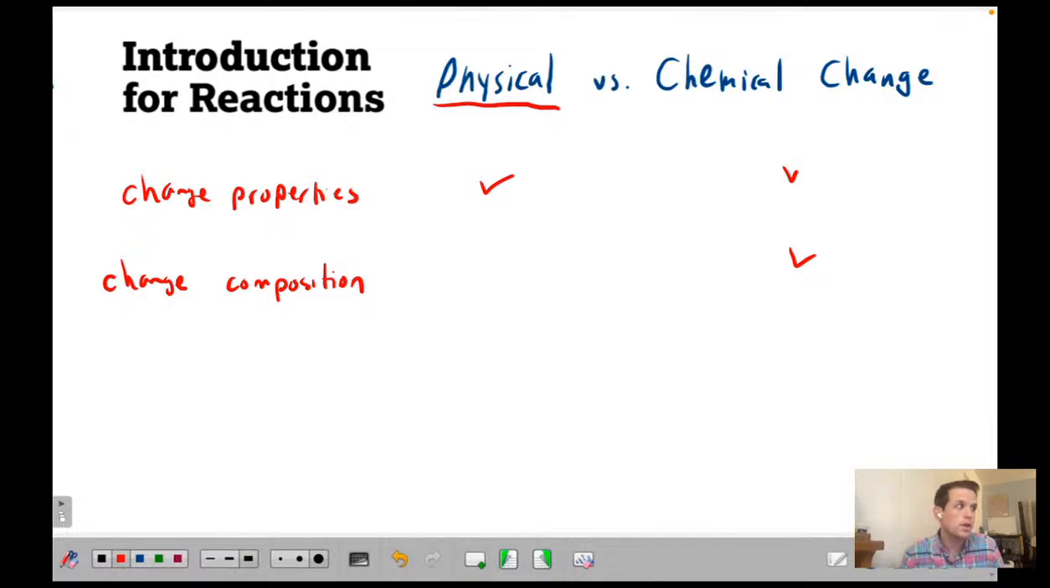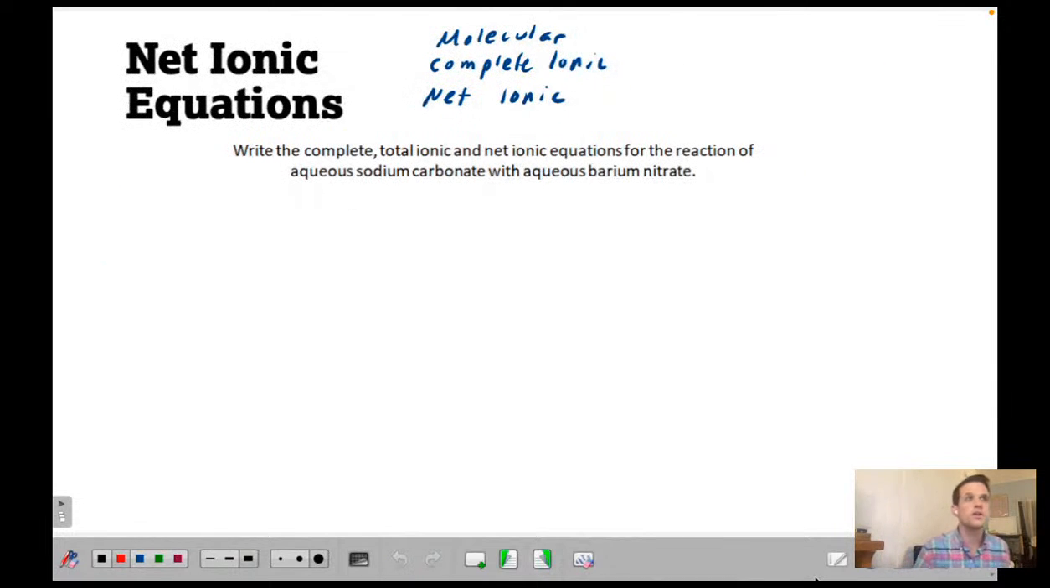a precipitate forming. Those are all possible evidences of chemical change. So there we go with that. Moving forward, next topic is net ionic equations.